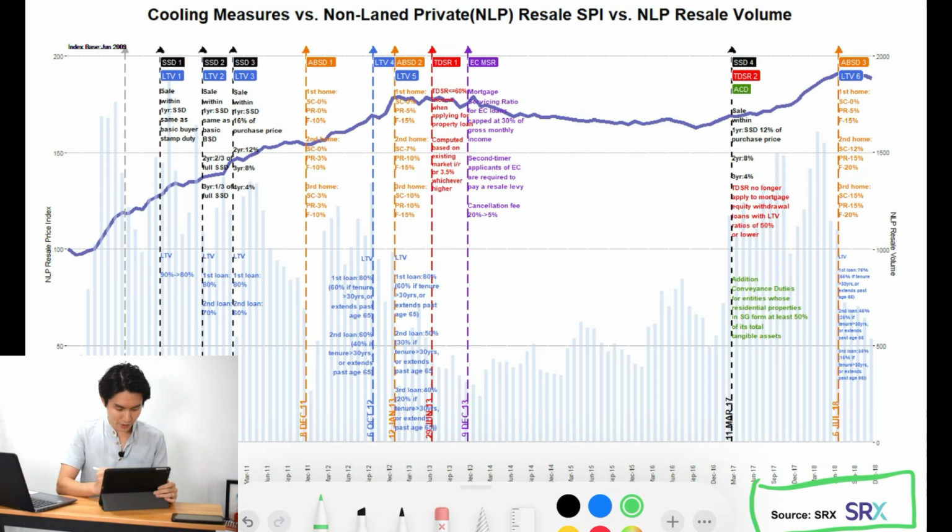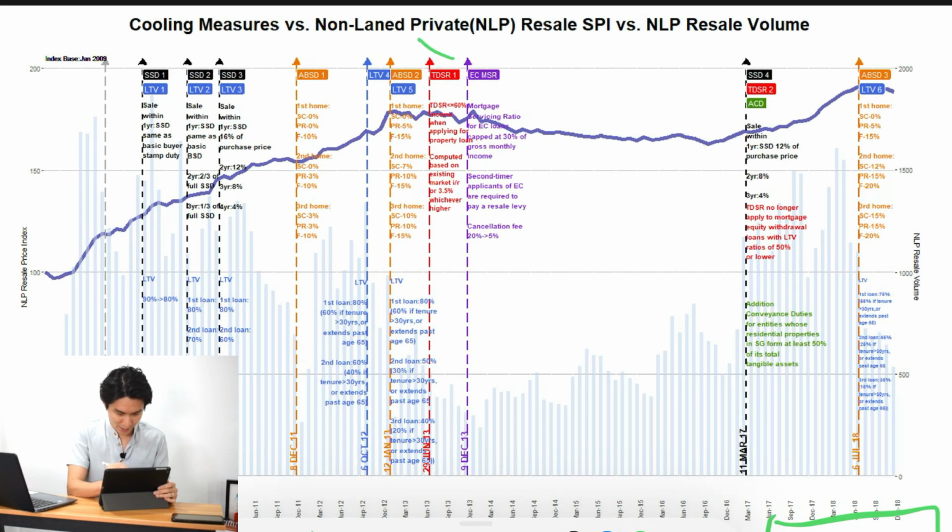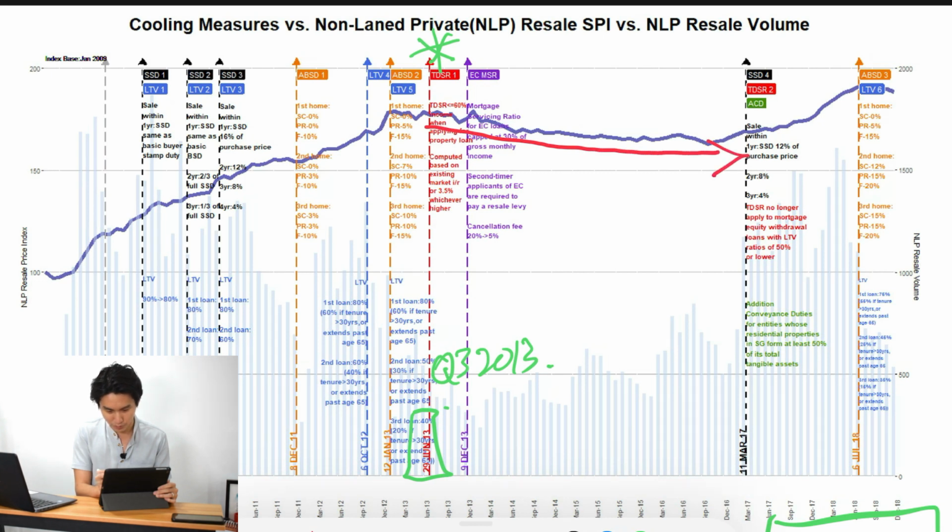And two key periods that I want you to see. The first is TDSR, which happened in July 2013. So that's Q3 2013. You'll notice that since TDSR came into effect, there was a gradual downtrend of the property price index. Then in March 2017, there was some relaxing of the measures.